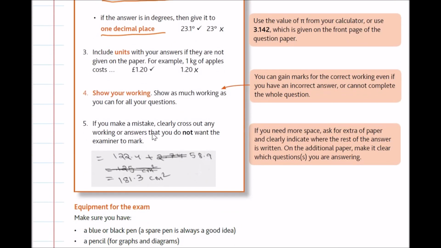Now, if you make a mistake, clearly cross out any working or answers that you do not want the examiner to mark, like it has been done here. You need to cross out once and write neatly again.